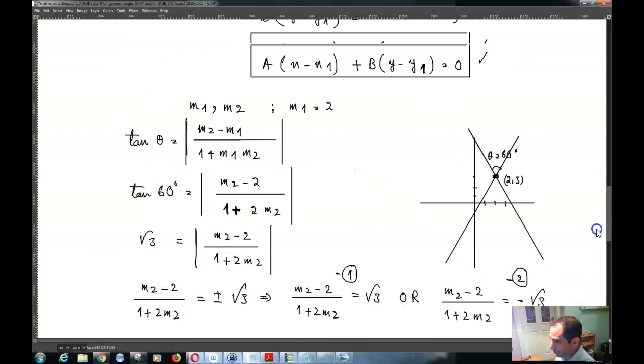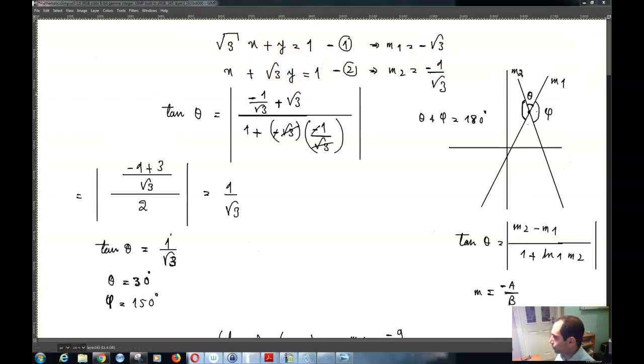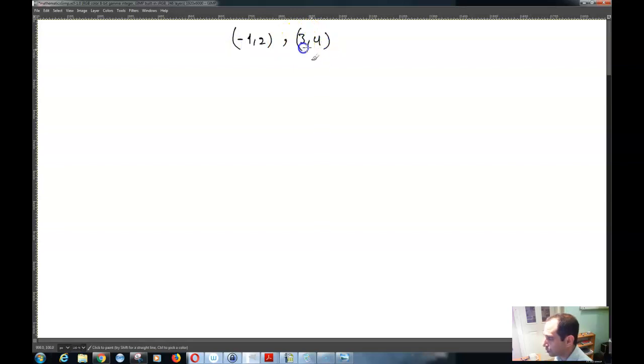Question number 13. Okay, so question number 13 is: find the equation of the right bisector of the line segment joining the points 3, 4 and negative 1, 2. So you have these 2 points, negative 1, 2 and 3, 4, and you want to find the equation of the right bisector of the line segment joining these 2 points.